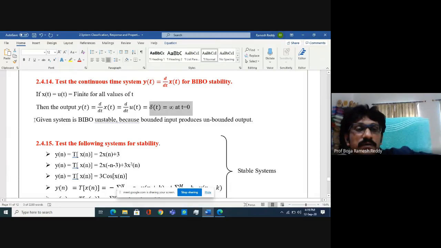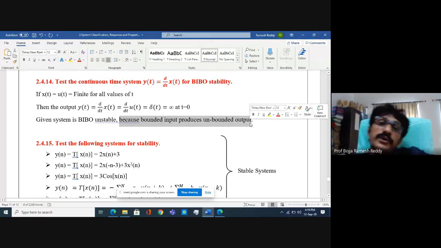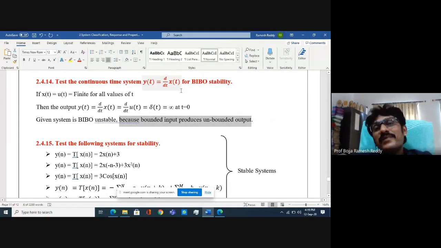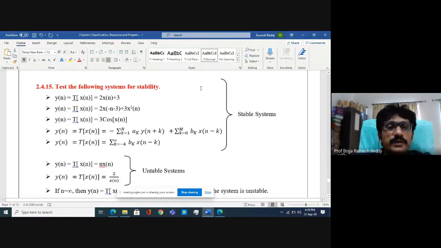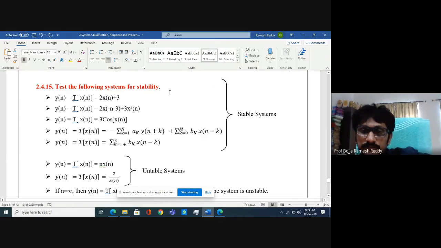Now see, the final conclusion: the given system is BIBO unstable, because a bounded input produces an unbounded output. This means all differentiation systems like y of t equal to d by dt of x of t come under BIBO unstable. Next question: test the following systems for stability.